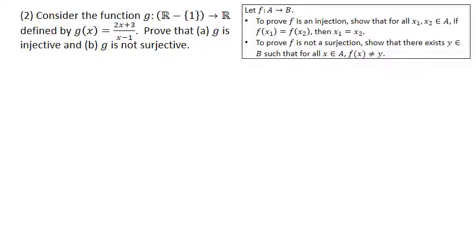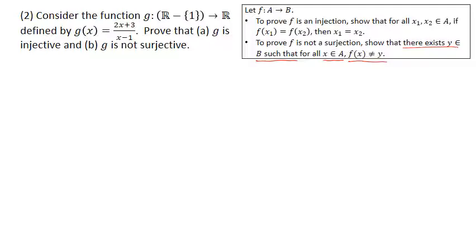Okay, so let's look at part B. To show that G is not surjective, we're going to do it very similar to the last one. We have to find some y in the codomain, which is the real numbers, such that no x in the domain produces that value of y. In other words, for all x in the domain, f of x does not equal y.